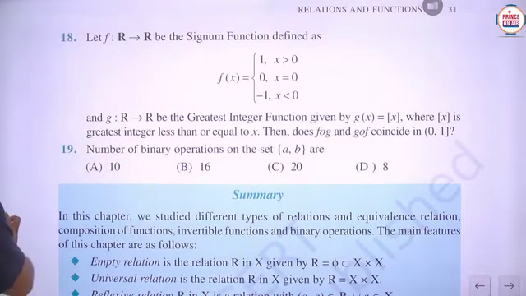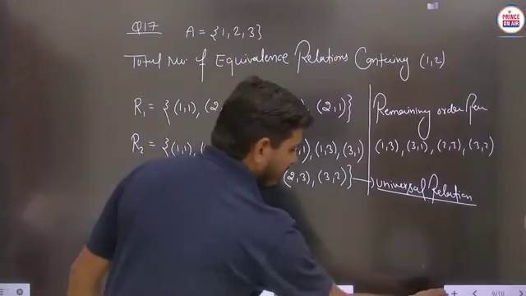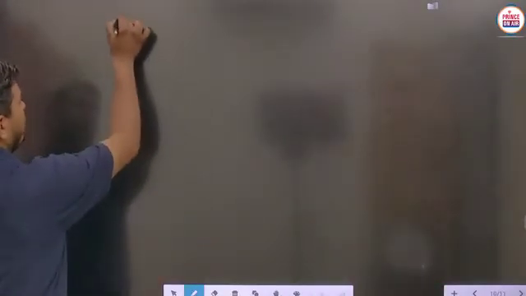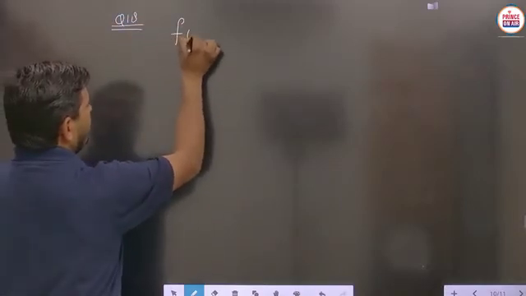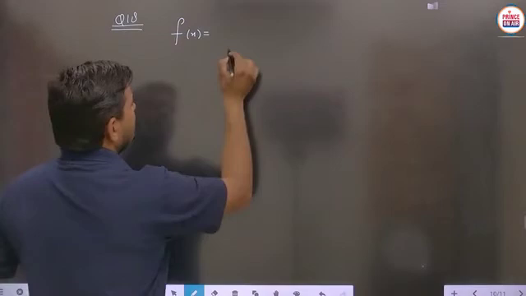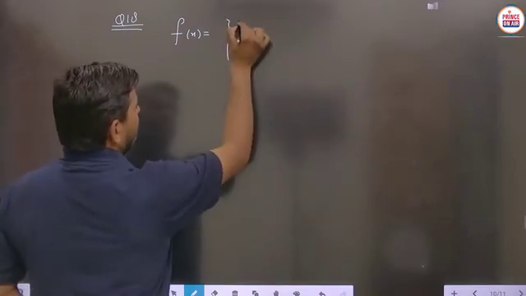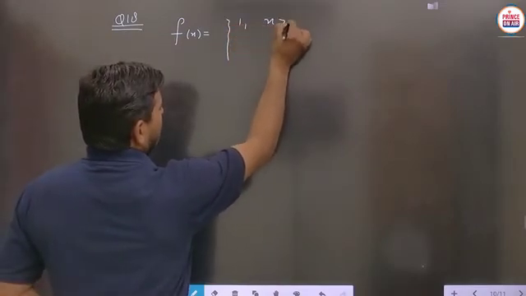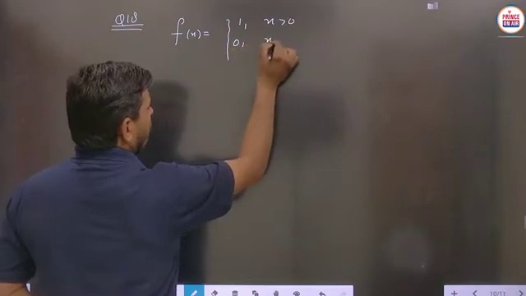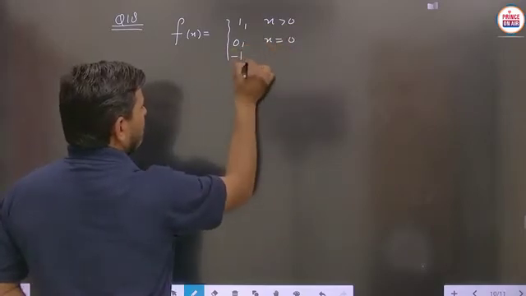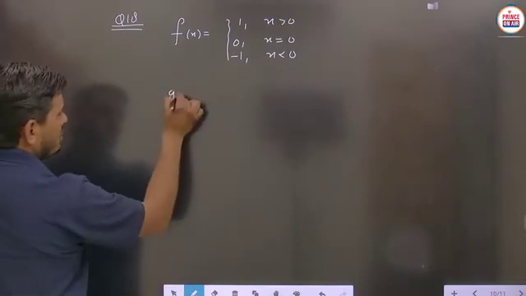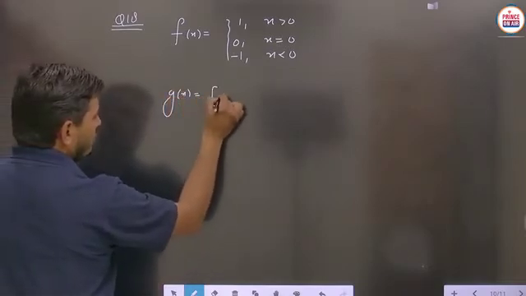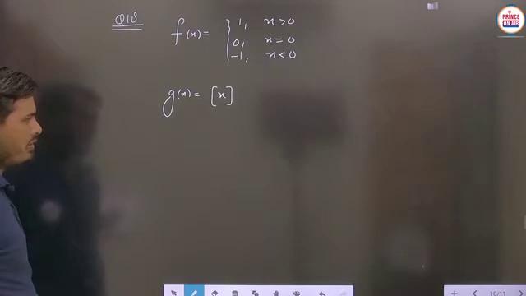Students, in this question, we have to see how the particular answer is to be written. So in this question number 18, basically the function f(x) is given as the signum function. So this is 1 if x is greater than 0, this is 0 if x equals 0, this is -1 if x is less than 0, and another function g(x) is also given, that is known as the greatest integer function. Is it clear?